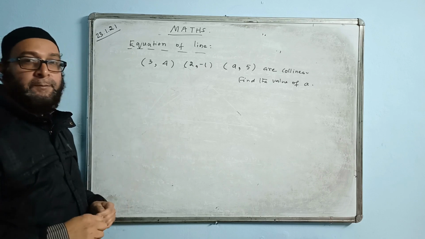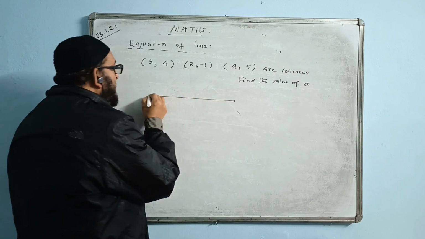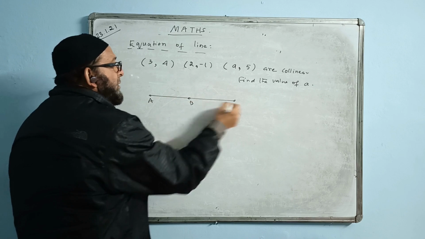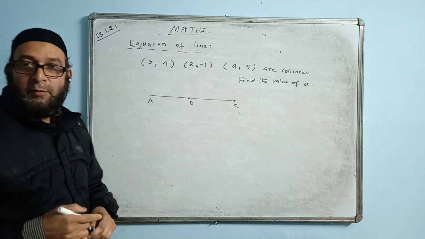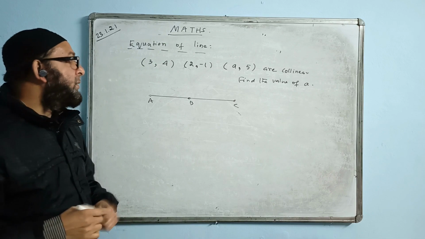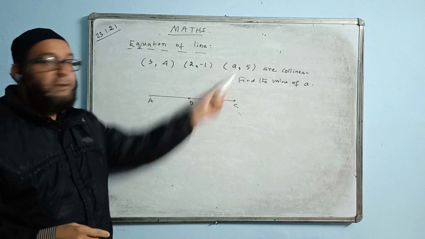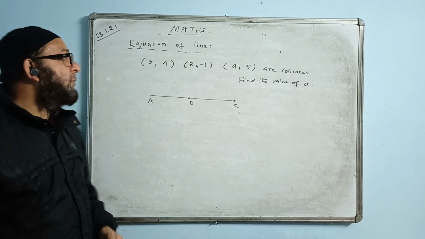How to find the value of A? If all the 3 points are on a straight line, here, here and here, suppose this is A, this is B, this is C. A single line's slope will be the same everywhere. Then find the slope of these 2 points and find also the slope between these 2 points and make them equal. And then the value of A will come out.